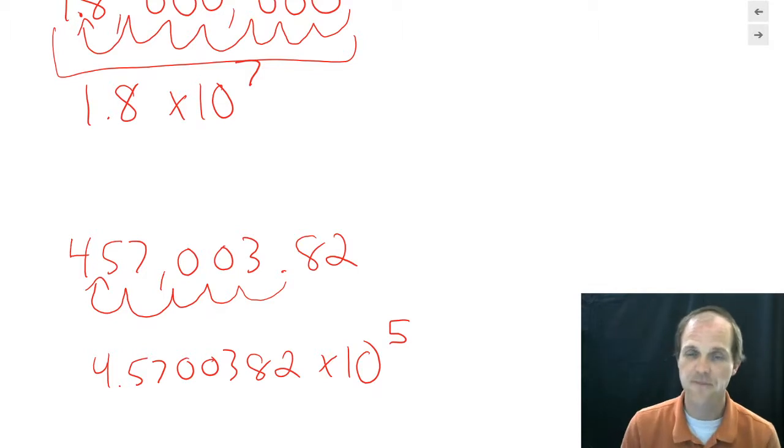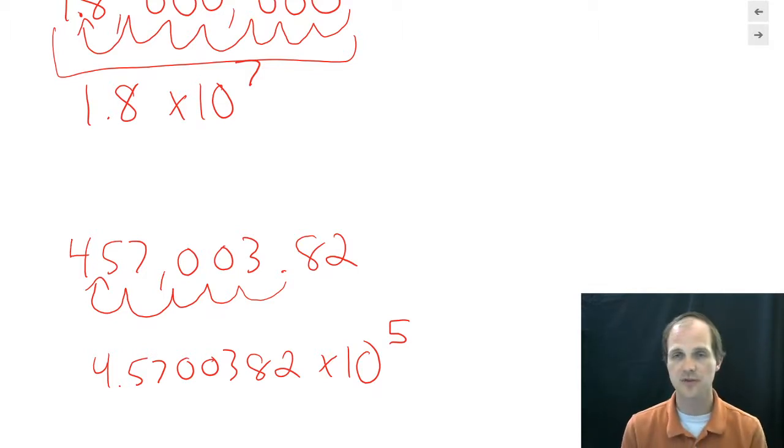So that's how we take big numbers, numbers greater than 1, and write them in scientific notation. We move the decimal point over to get a number between 1 and 10 for our coefficient, and we count how many times we moved it, and that becomes our exponent.